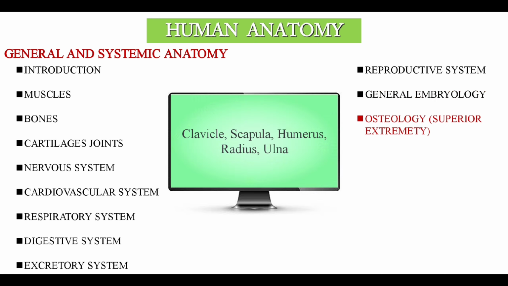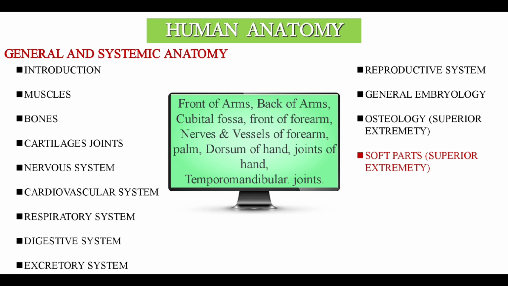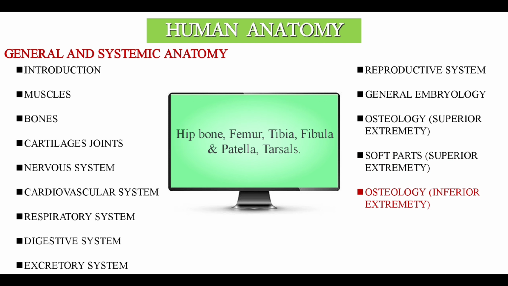And the next one is osteology of superior extremity, in which we have to study clavicle, scapula, humerus, radius, ulna. And the next one is soft part of superior extremity, in which we have to study front of arm, back of arm, cubital fossa, front of forearm, nerves and vessels of forearm, palm, dorsum of hand, joints of hand, temporomandibular joint. And the next one is osteology of inferior extremity, in which we have to study hip bone, femur, tibia, fibula and patella, dorsum.